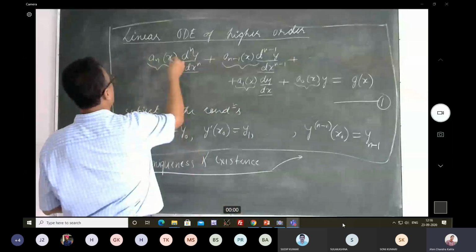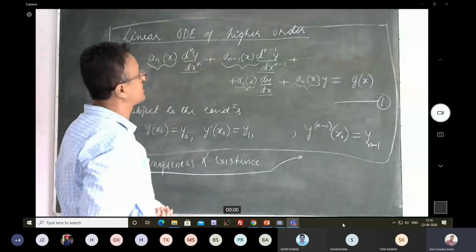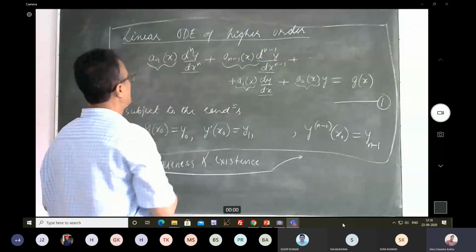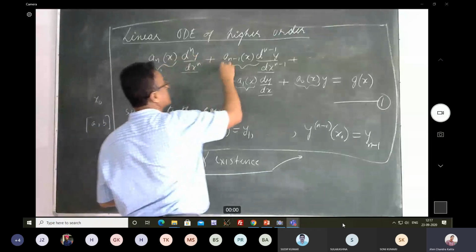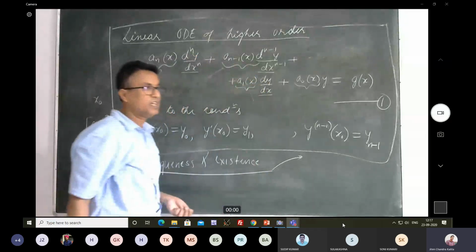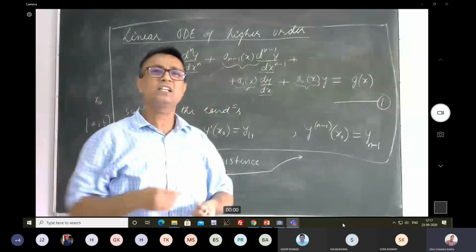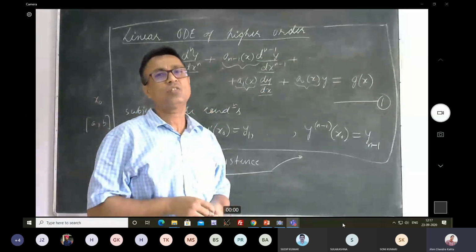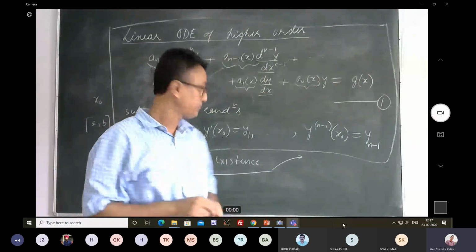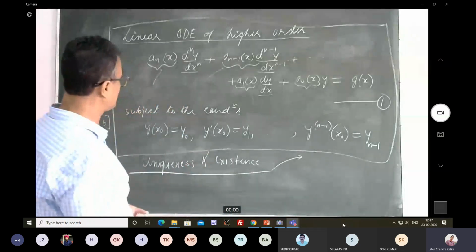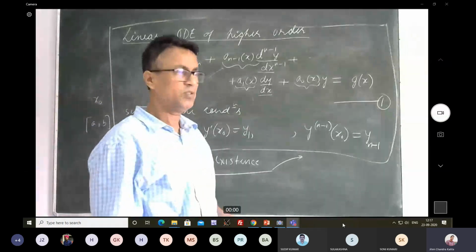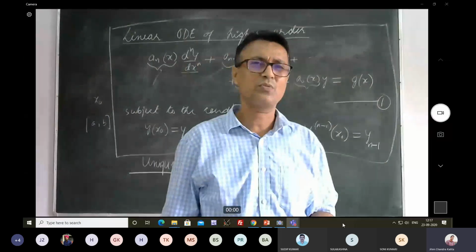Okay. And I'm not considering the dependent variable coming into all these coefficients. Okay, so basically I have considered here a linear nth order differential equation. Okay, fine. So now what is the uniqueness and existence for this? Can anybody tell me if you have already studied it? Do you recall it?